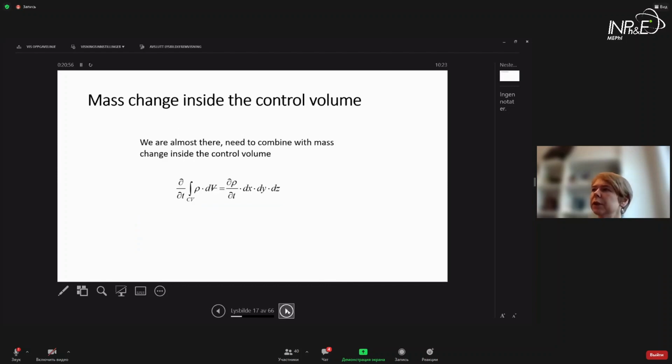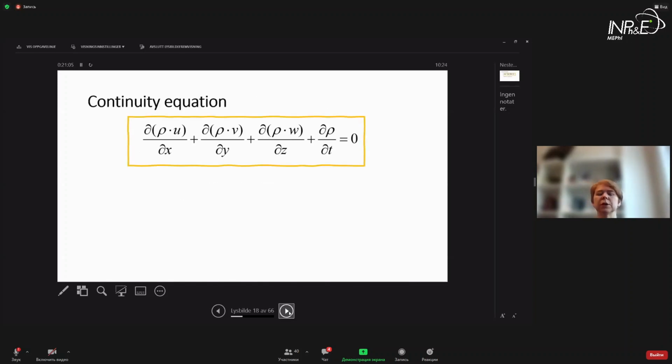So we are almost done, we're almost finished. We need to combine this with the mass change inside the volume. And we get this, which is our continuity equation, which is one of the ingredients we need to achieve a complete description, which is Navier-Stokes. We have the continuity equation, we have the Reynolds equation, and we will also combine it with forces acting on the particle. So this is the continuity equation in its most general form, because it is also applicable to non-steady and compressible situations.